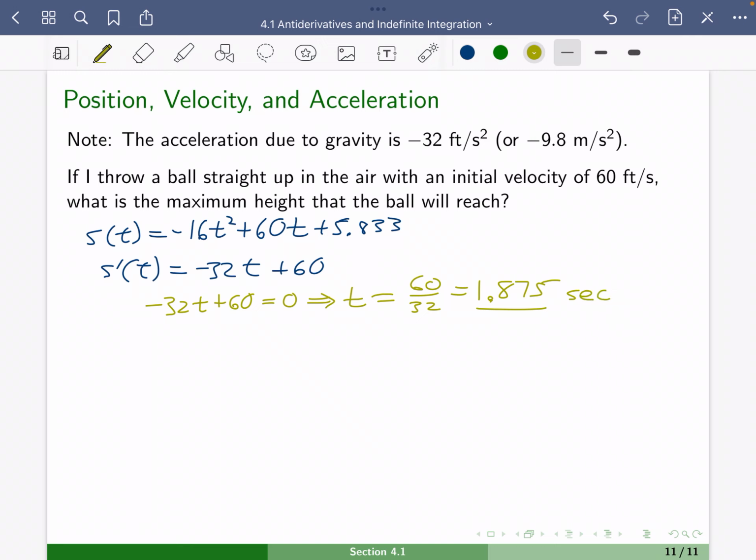How do we find out what is that actual height? Well, we're going to plug it into our position function. S at 1.875.